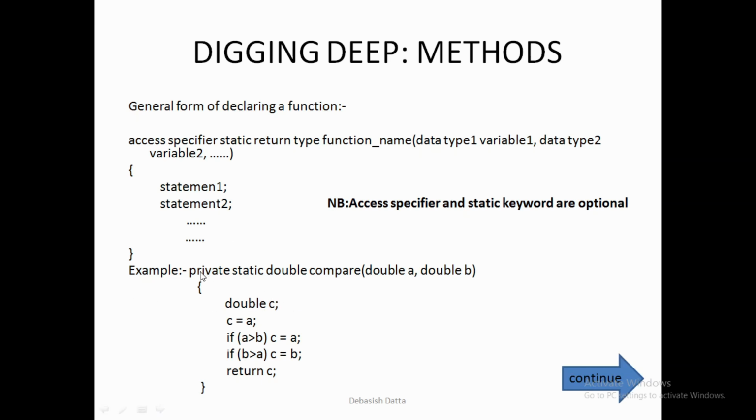As you can see, in this example we have put all the pieces of the general form of declaring a function. The access specifier is there, the static keyword is also there, the return type is there, then the function name, which is compare, and then the parameter list. Whatever we are doing here, the code for that is written inside this opening curly bracket and the closing curly bracket.